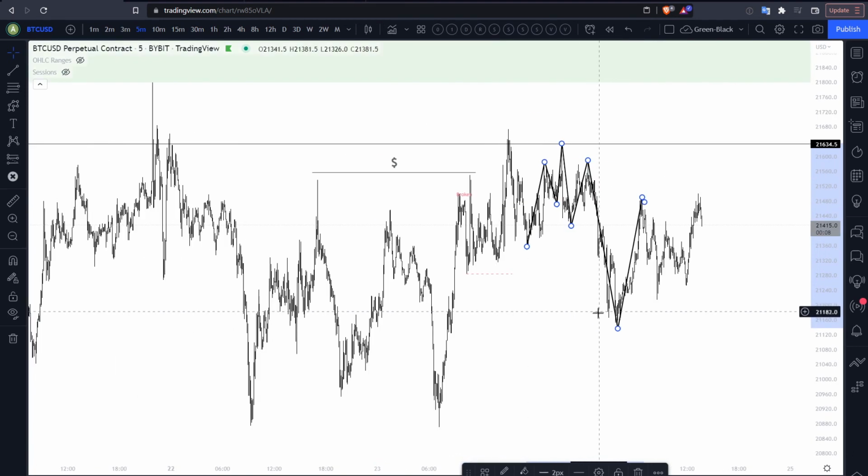Okay, so that's the summary of my first trade setup. Let's see how this week progresses.